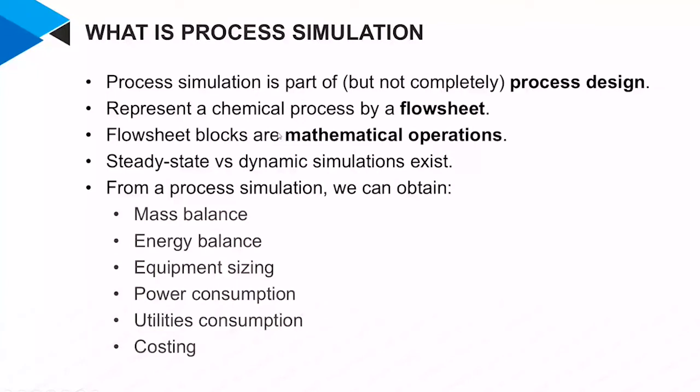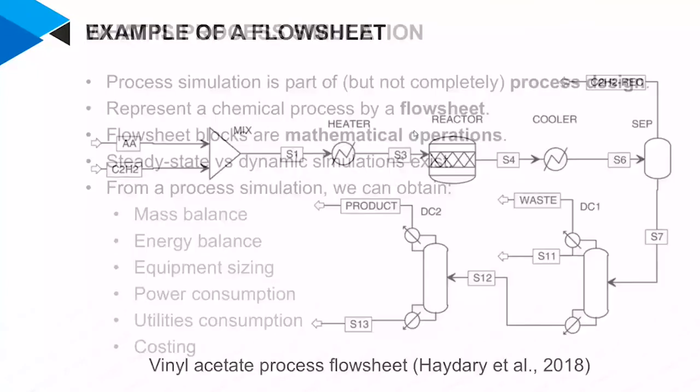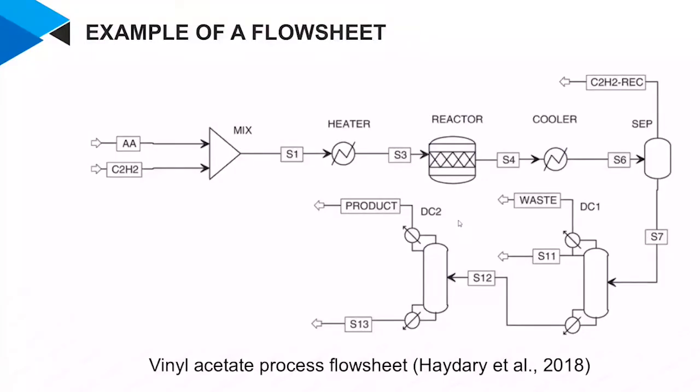So for example, in this flow sheet here, let's get my pen up. There is a mixer here, and this is where the feed comes in. The first is acetic acid, and the second is acetylene. So this is a mathematical operation. Basically, the process simulator does a mass balance to calculate the stream after the mixing, which is called S1 in this screenshot. And then next, it goes into a heater.